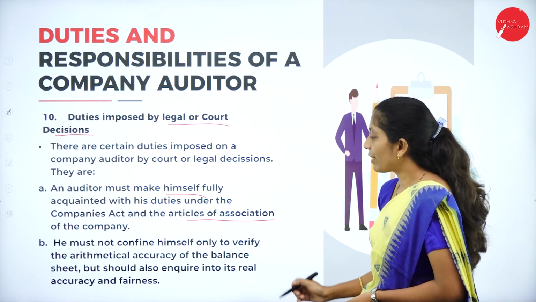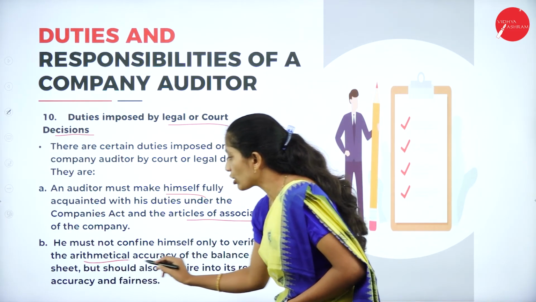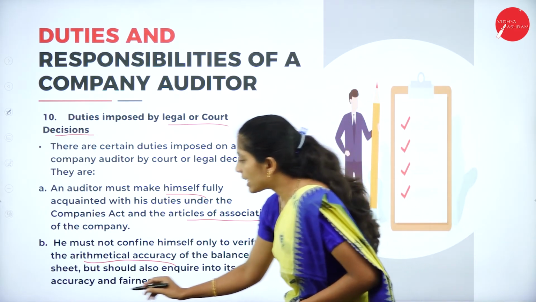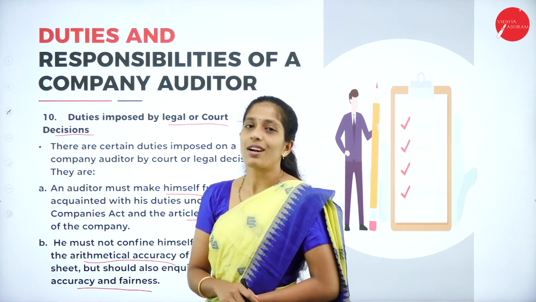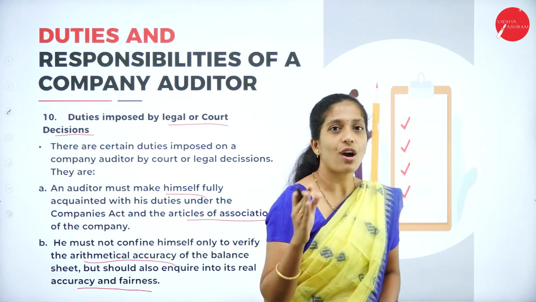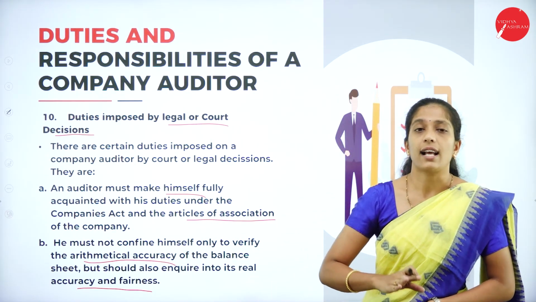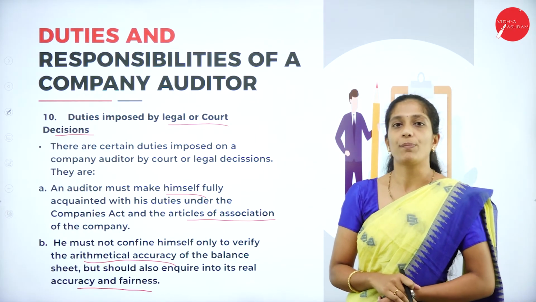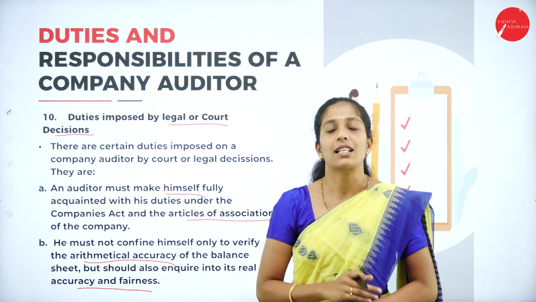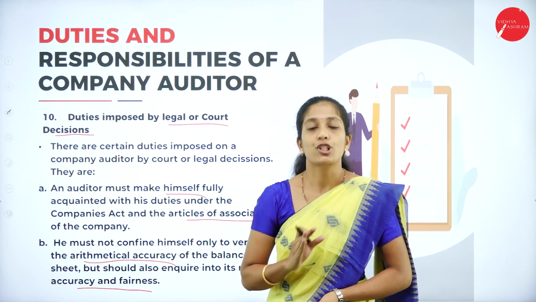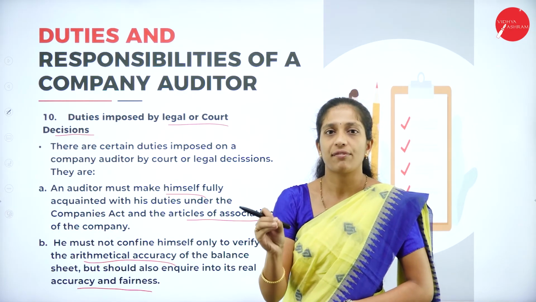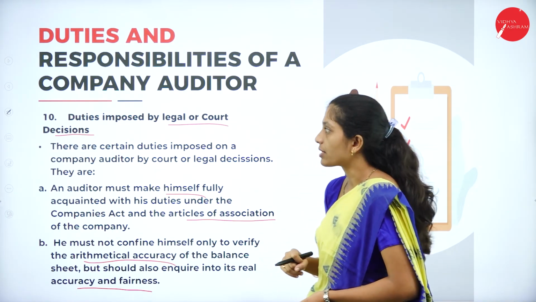He must not confine himself only to the verification of arithmetical accuracy of the balance sheet, but he should also enquire into the real accuracy and fairness. It's not just the duty of an auditor to check the arithmetical accuracy of books of account, or merely verify the books of account. Other than that, there are a number of activities to be performed by an auditor. Along with that, he has to perform all other activities of the company. That is, he has to verify each and every aspect, not only the books of accounts.